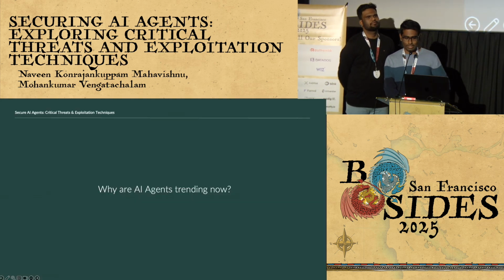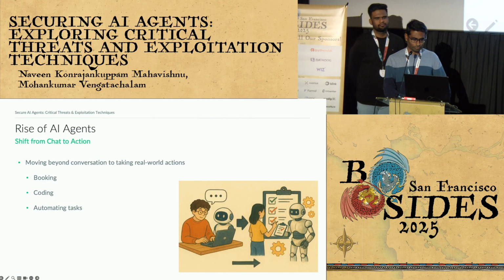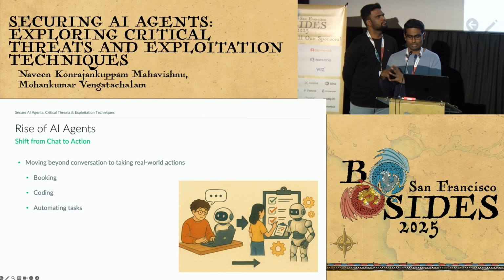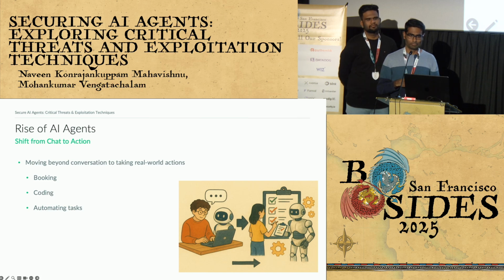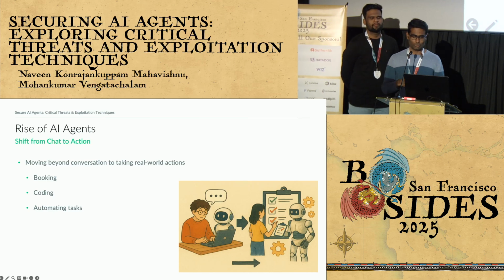Let's find out why agents are super popular right now. AI agents are moving beyond just having conversations. They're taking real world actions on our behalf. We are talking about agents that can book appointments, book tickets, and write and deploy code. Probably many of you have heard the term vibe coding at the moment, which is kind of a buzzword. Startups like Cursor build AI agents to write and deploy code, and then automate repetitive tasks across any systems.